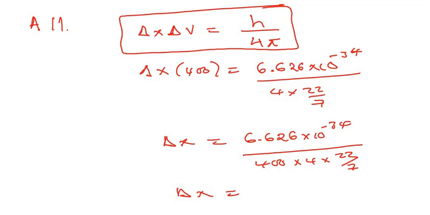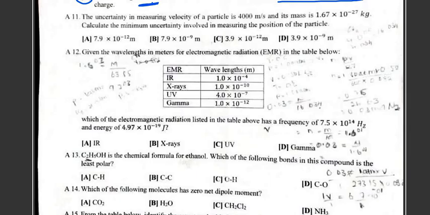So this is just going to give us 1.3. Let's see if we have something matching there. This is very small. They're saying calculate the minimum uncertainty involved. This is 4,000. Sorry, this is 4,000.